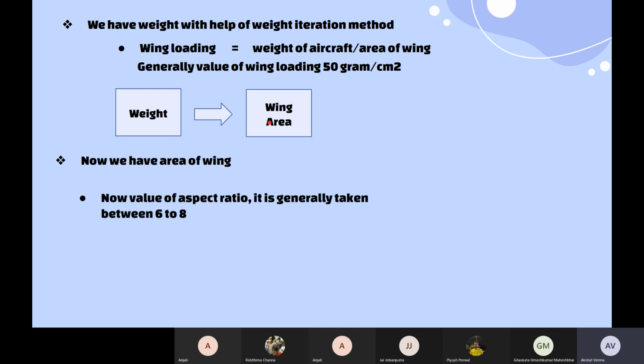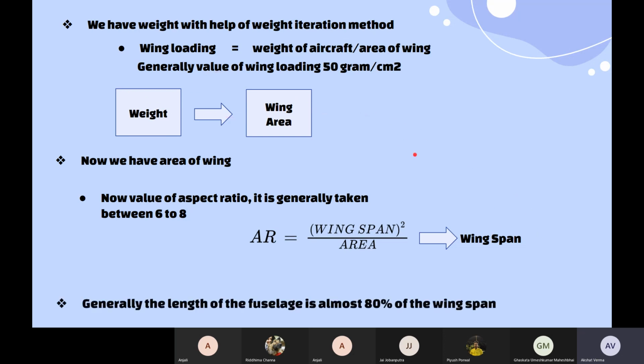Also about the aspect ratio. Aspect ratio is generally taken between the values of 6 to 8. So having got the area of the wing and the aspect ratio, you can now get the wingspan, because aspect ratio is defined as wingspan square divided by the area, and thus you get the wingspan for your aircraft. So you have got almost all conditions for your wing, that is the wing area, wingspan, wing loading, and all those.